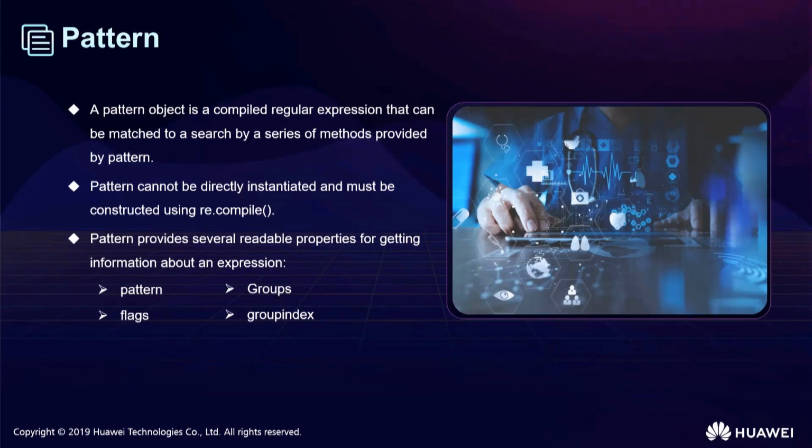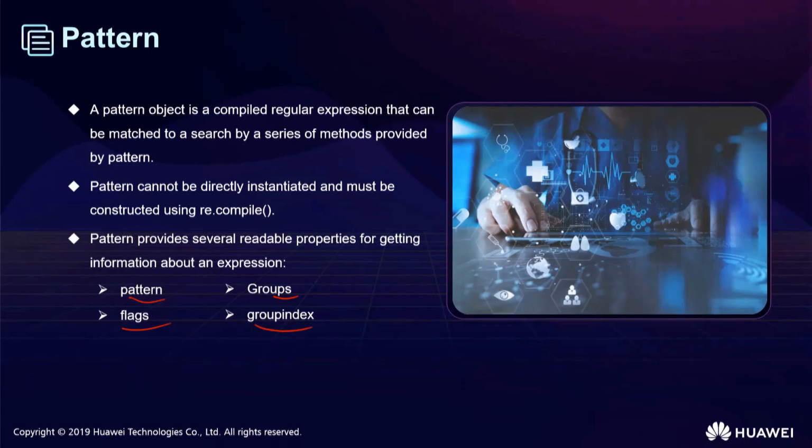A pattern object is a compiled regular expression that can be matched or searched by a series of methods provided by the pattern. A pattern can't be directly instantiated and must be constructed using re.compile. The pattern provides several readable properties for getting information about expressions: pattern, the expression string used for compilation; flags, the matching pattern used for compilation, which has a digital form; and groups, the number of groups in the expression.